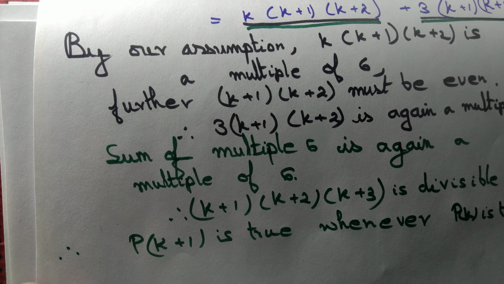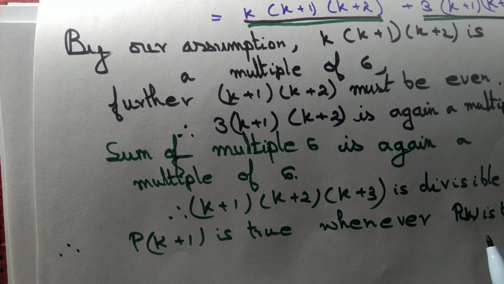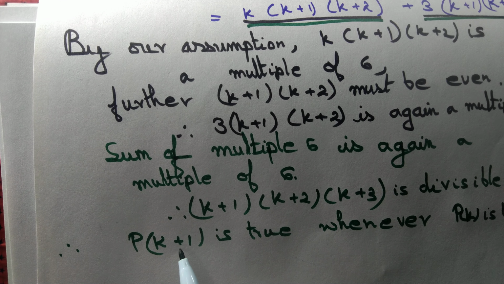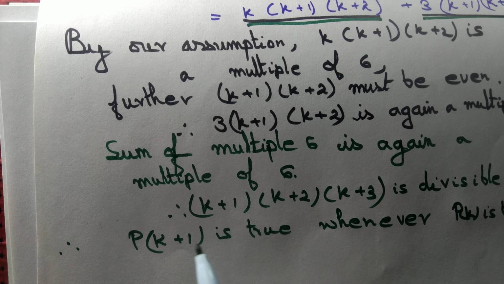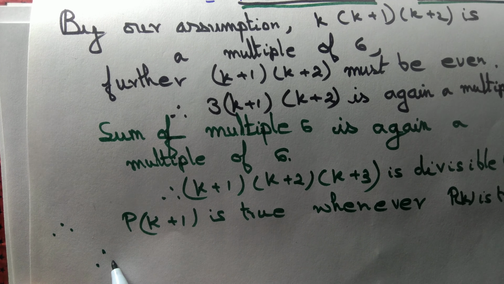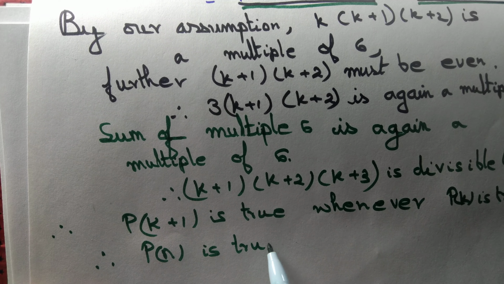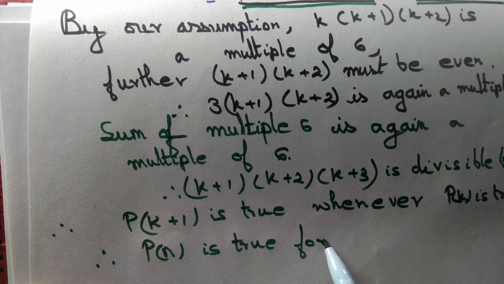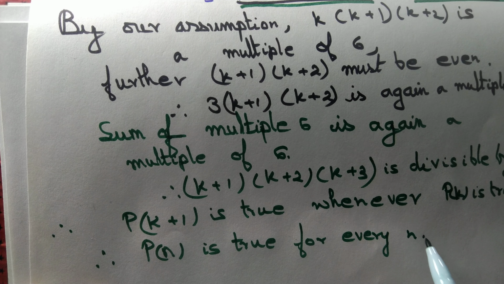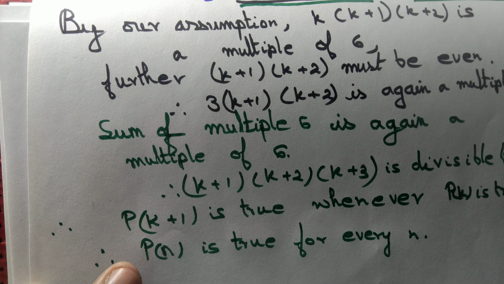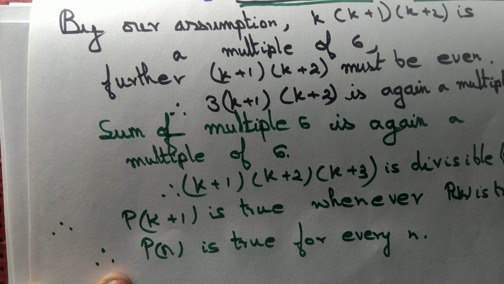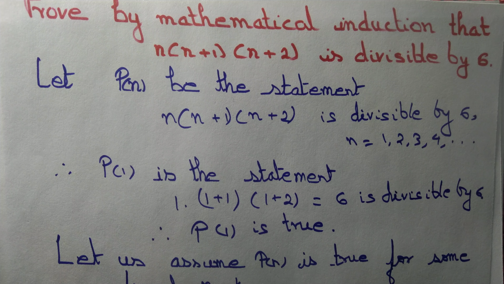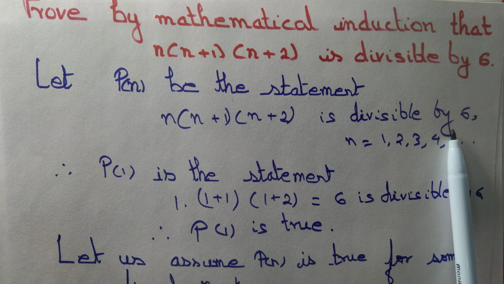Now, when we take k equal to 1, we observe that P2 is true. Again when we take k equal to 2, we observe that P3 is true. Again when we take k equal to 3, we observe that P4 is true. Again if we take k equal to 4, we observe that P5 is true. Therefore, Pn is true for every n. In other words, n into n plus 1 into n plus 2 is a multiple of 6.